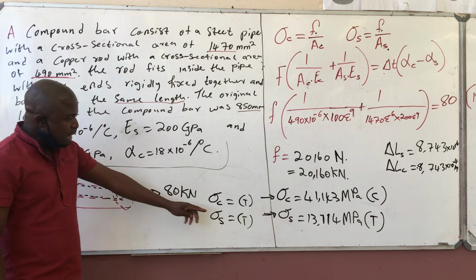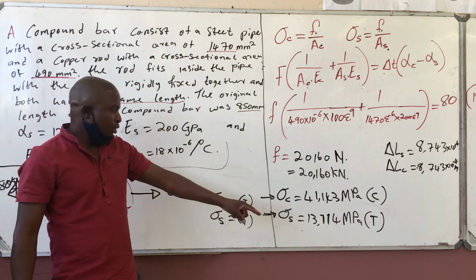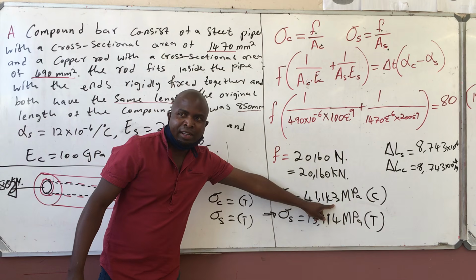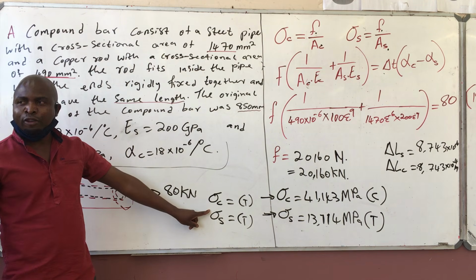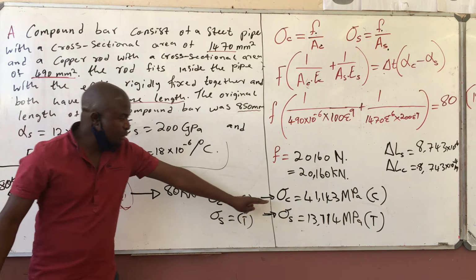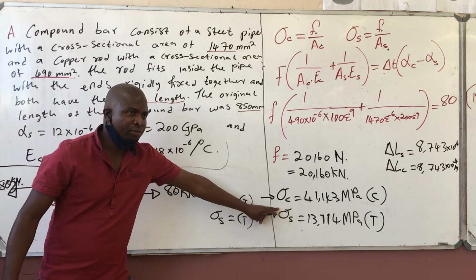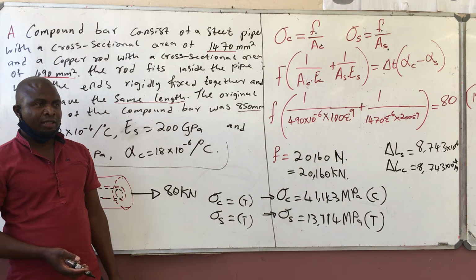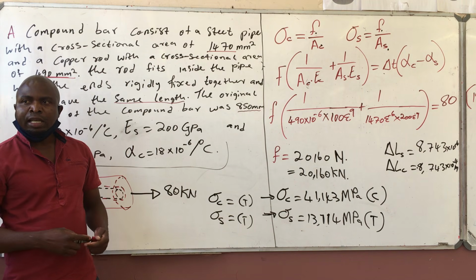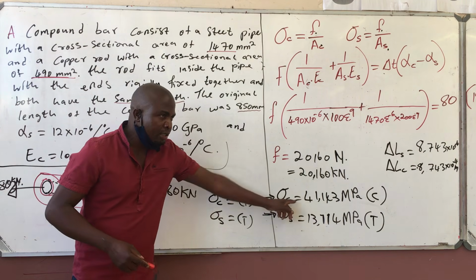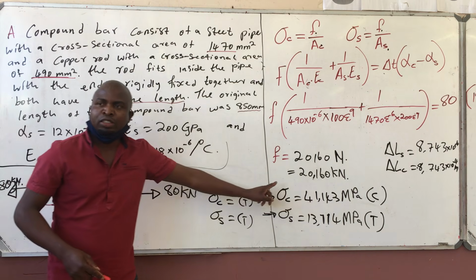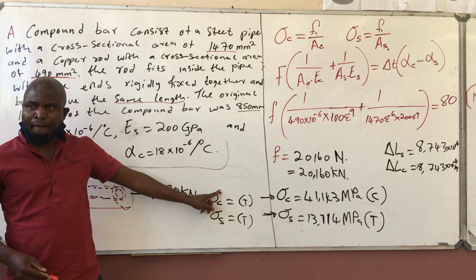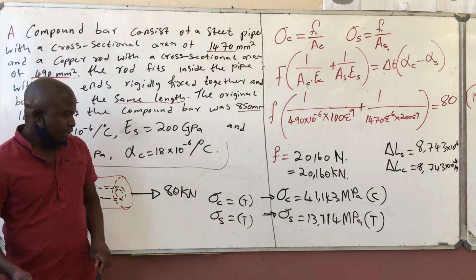You understand that one, eh? So now you are having two stresses. You have the stress due to a temperature. You have a stress due to a force. So now we need to combine the two to get your resultant stress. When they say calculate the resultant stress, they want you to combine the two stresses due to temperature and due to applied force. So how do you combine them?